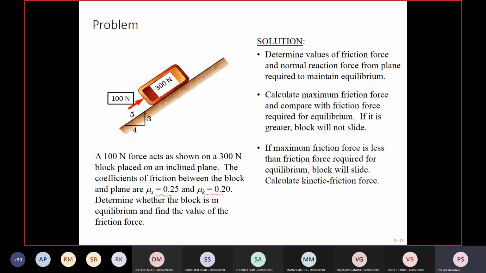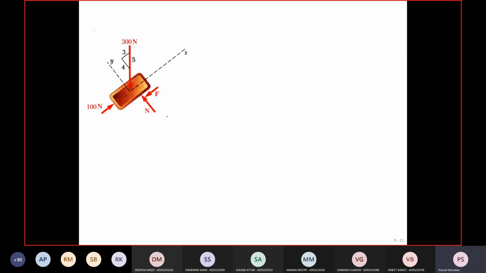Okay, so let's start solving this example. The first step is to write the equation. I have taken the coordinate axis parallel and perpendicular to the plane. So the first step is to determine the forces. Summation Fx is equal to 0. So we have to resolve these forces. I hope you remember how we did this. What is this angle? So this is 300, and the hypotenuse is 5 in the 3-4-5 triangle.